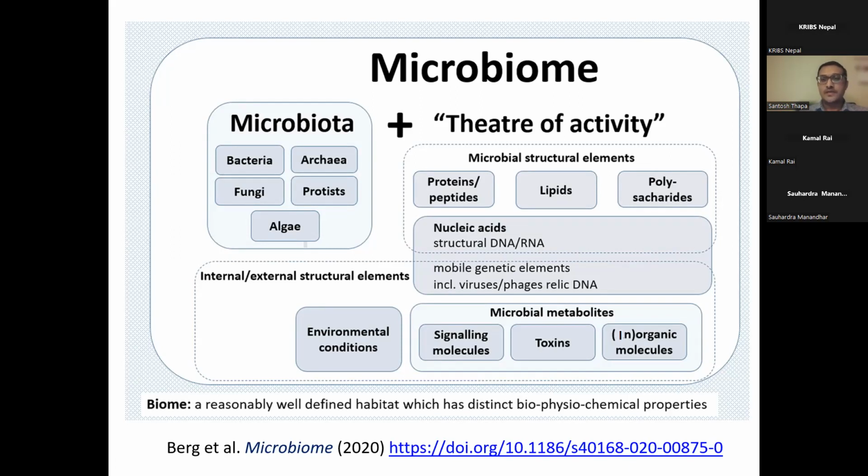When I say theater of activities, it includes not only the community of microbes, but also their structural elements, including nucleic acids, lipids, and polysaccharides, as well as microbial metabolites like signaling molecules, toxins, or other organic molecules. And not to forget the environmental conditions. So this is the more recent concept of the microbiome, which includes the collection of microbes in a particular ecological unit, plus their activities, which are the signaling molecules and other toxins, as well as the environmental interactions.